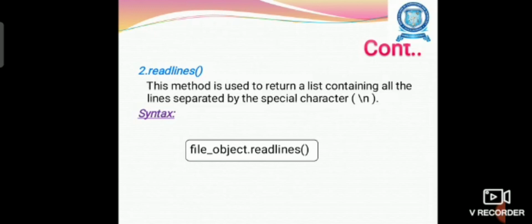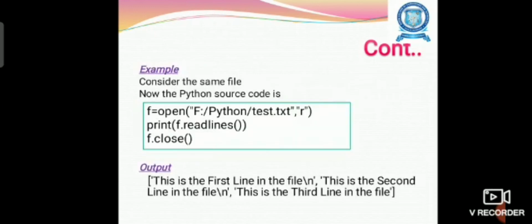Syntax is file object dot readlines. Now you can see the source code. f equal to open of... We are opening the file in read mode and we are applying the readlines method, and directly we are printing the return value produced by the readlines method. Now we can see the output.